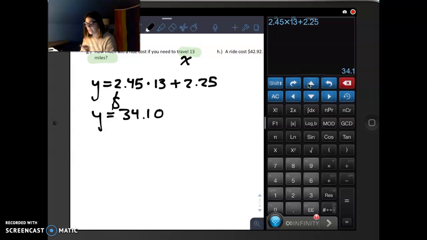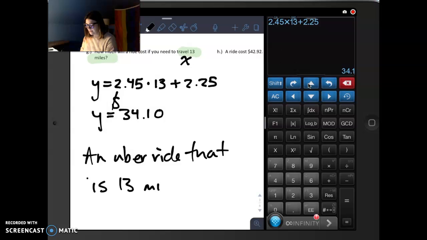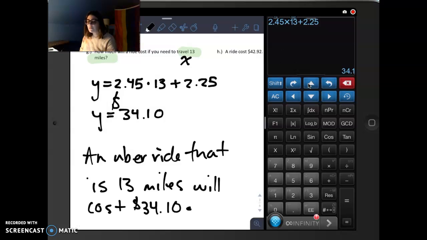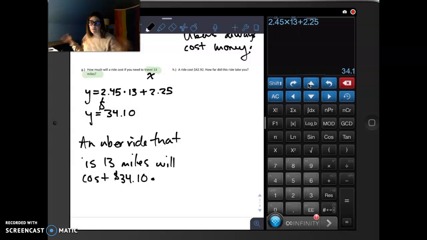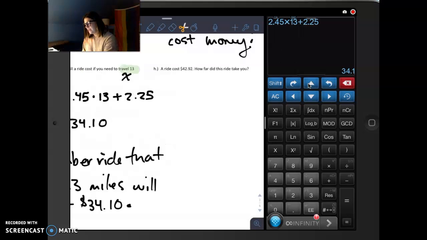We're talking about money. So we know that an Uber ride that is 13 miles will cost $34.10, which from my experience seems pretty realistic. Taking an Uber from Minneapolis to St. Paul, I've done it a few times, it costs about $30, more if you're going to a concert or something like that, which I've done a couple of times. All right, next one.